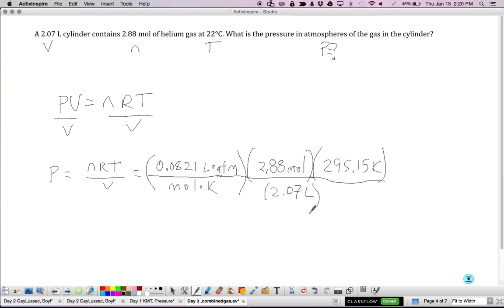Okay, now I'm going to stop here and check my units. Check your units. So liters cancel, moles cancel, Kelvin cancels, and I'm left with units of atmospheres, which is a unit of pressure. Yay! All right, when I do the calculation, I'm going to use 3 significant figures. These both have 3. All right, and I get 33.7 atmospheres. There's your answer.